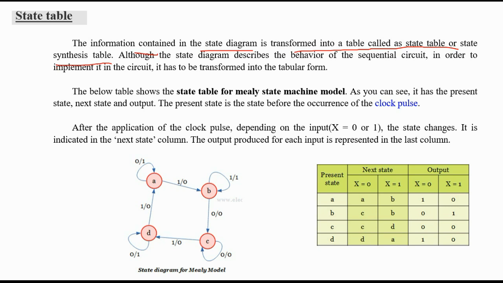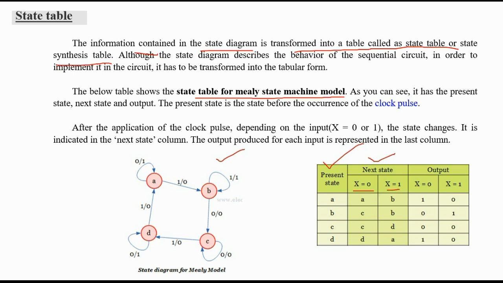The table below shows the state table for the Mealy state machine model. You can see the present state here. The present states are A, B, C, D. And the next state I have represented here. In the next state it may be x equal to 0 or x equal to 1. There are two cases for the present state, right? The next state may be for x equal to 0 or 1. That's why I have represented x equal to 0 and x equal to 1 cases here.